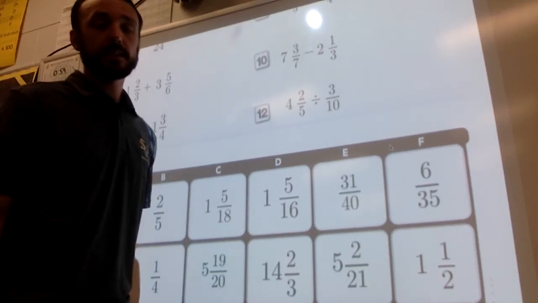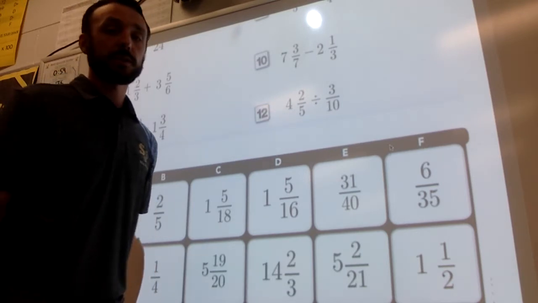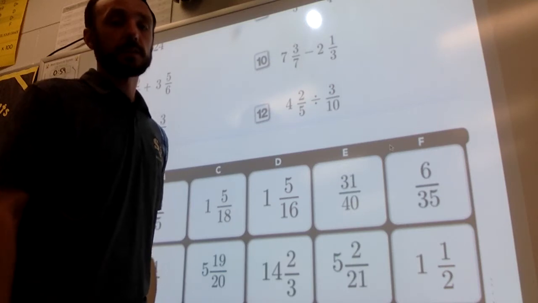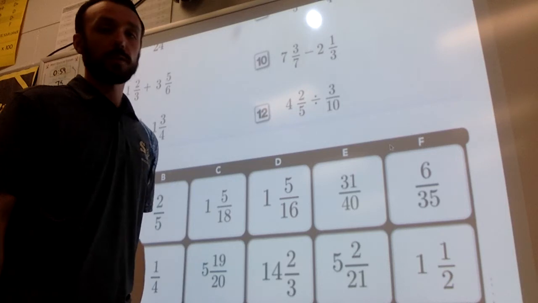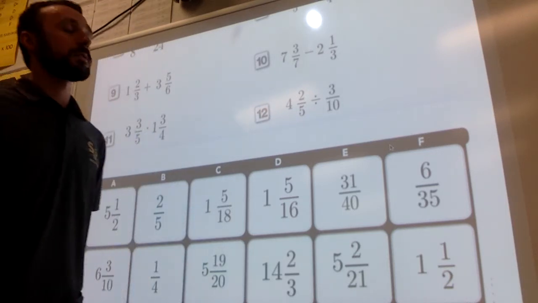It is. For today's activity, you guys will need to complete a Versatiles worksheet for your assignment. Unfortunately, we can't use the Versatiles, but we can do everything else. For this assignment, I thought I would show you how to do it by doing numbers 10 and 12 for you on your worksheet. Number 10 says 7 3/7 minus 2 1/3.